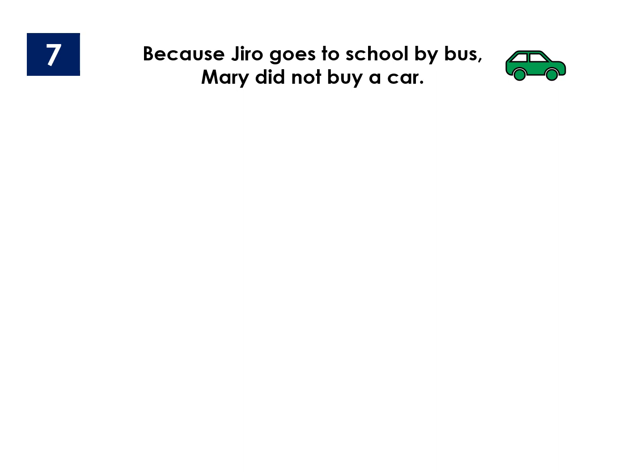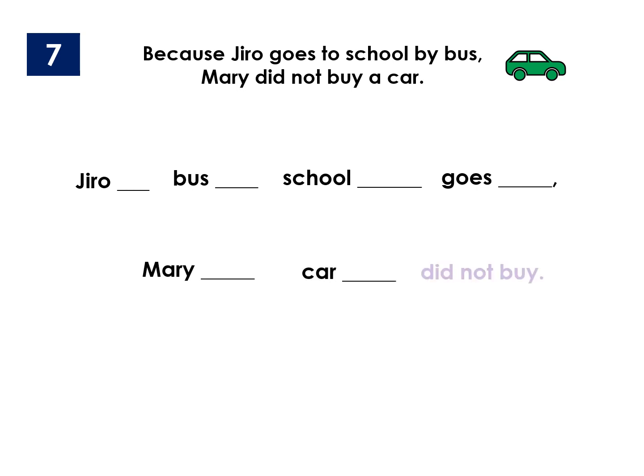Next sentence, because Jiro goes to school by bus, Mary did not buy a car. The elements are Jiro, bus, school, the verb goes. Up to here is the subordinate clause. Then for the main clause, we have the elements Mary, car, and the verb did not buy. Jiro is the subject of the subordinate clause, so it takes the particle ga. Bus is the method of going, so it takes the particle de.